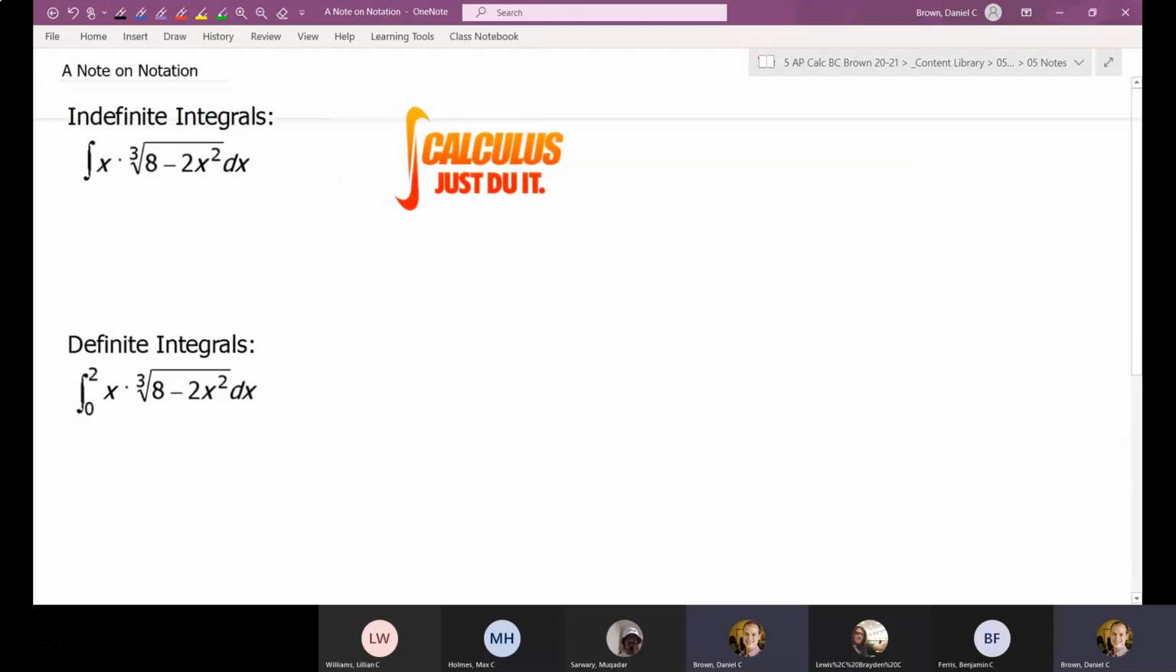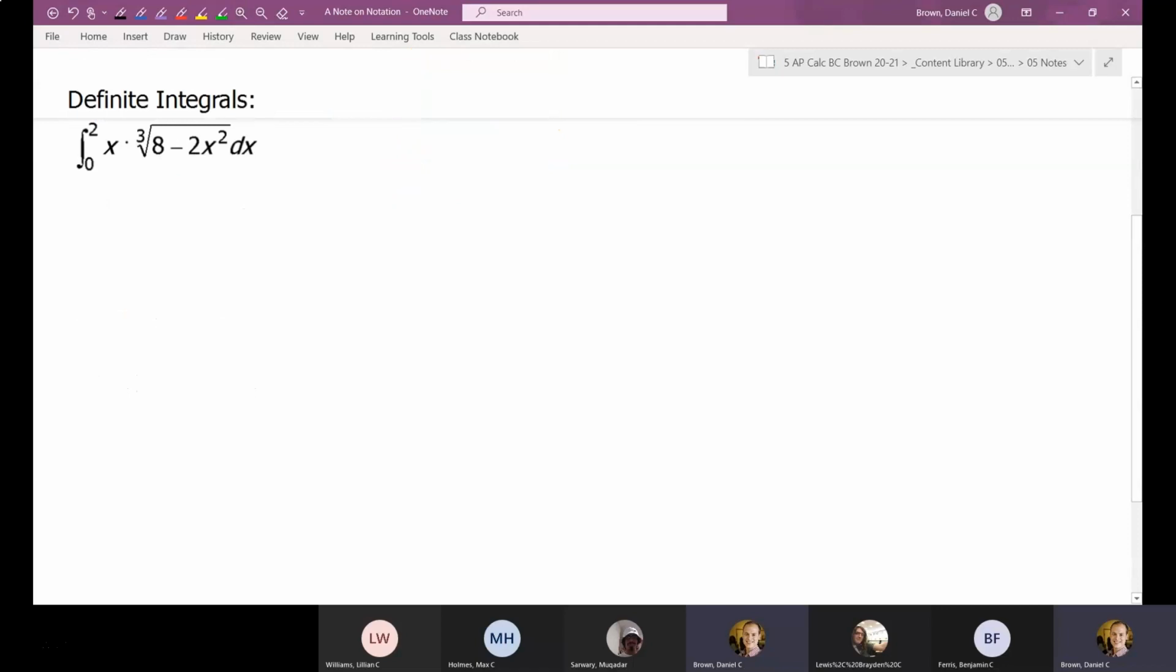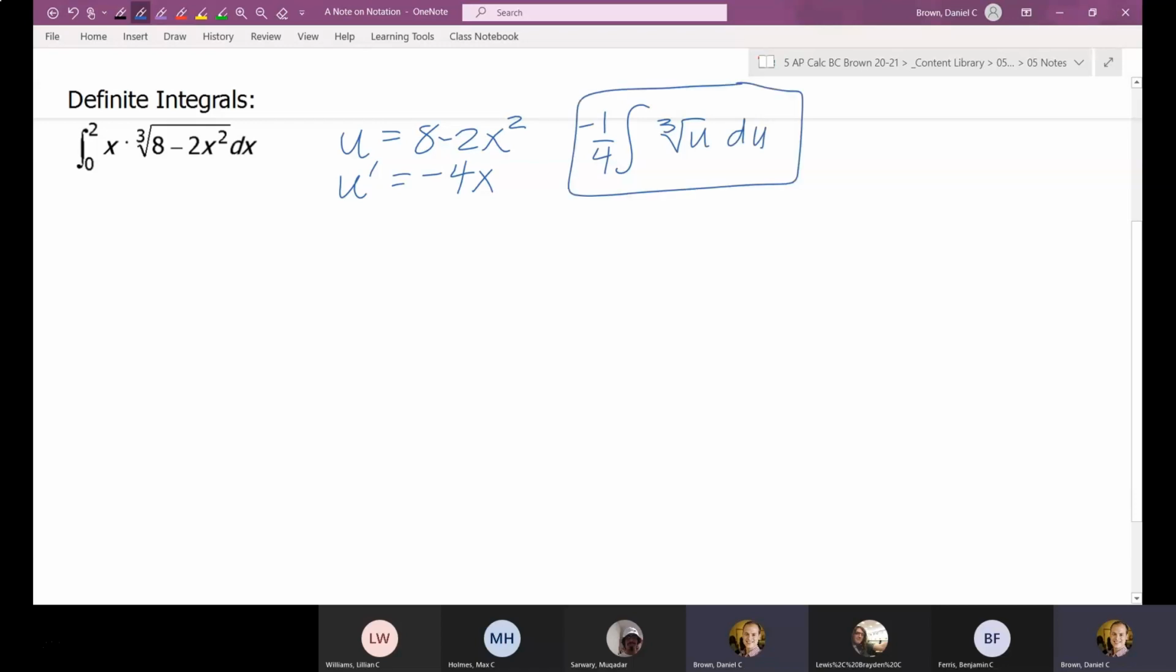Focusing on the definite integral, we said that u was equal to 8 minus 2x squared, like we already did. We saw that u prime is negative 4x. So when you rewrote it, we had the integral sign, the x's canceled, so I had that negative 1/4, and then I had the cubed root of u with respect to u. If we want to be truly correct and rewrite the integral, we want to put the limits of integration, right now they are in terms of x, in terms of u. And how do we do that?